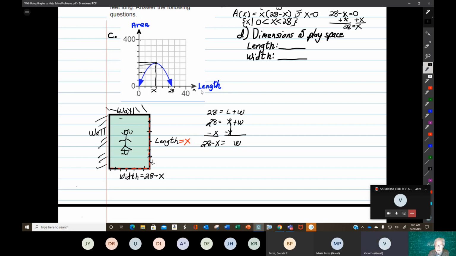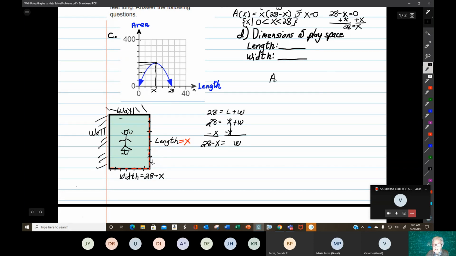Well then, here's what they're asking. What are the dimensions of the play space? What are the dimensions of that will give us a maximum area, overall area? Well, we learned last time how to find maximums and minimums, which actually are pronounced maxima for plural, minima for plural. And here we're going to do that.